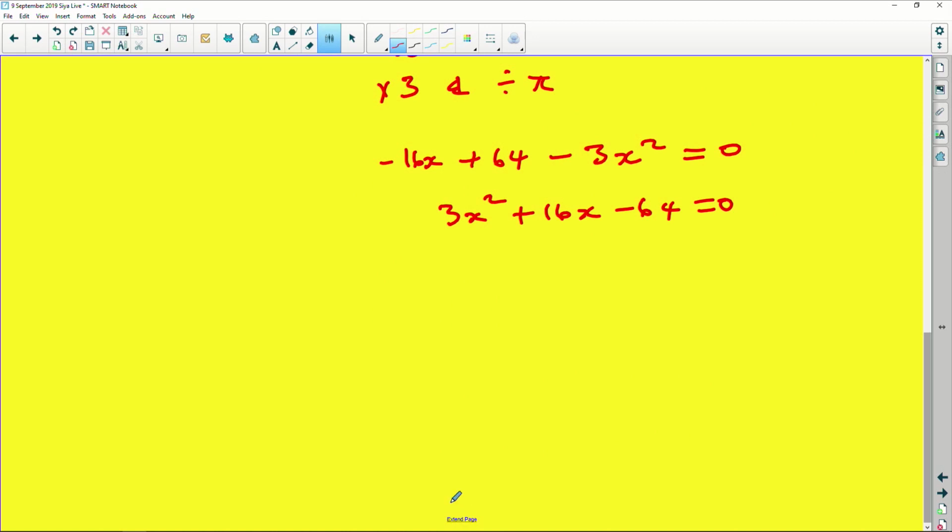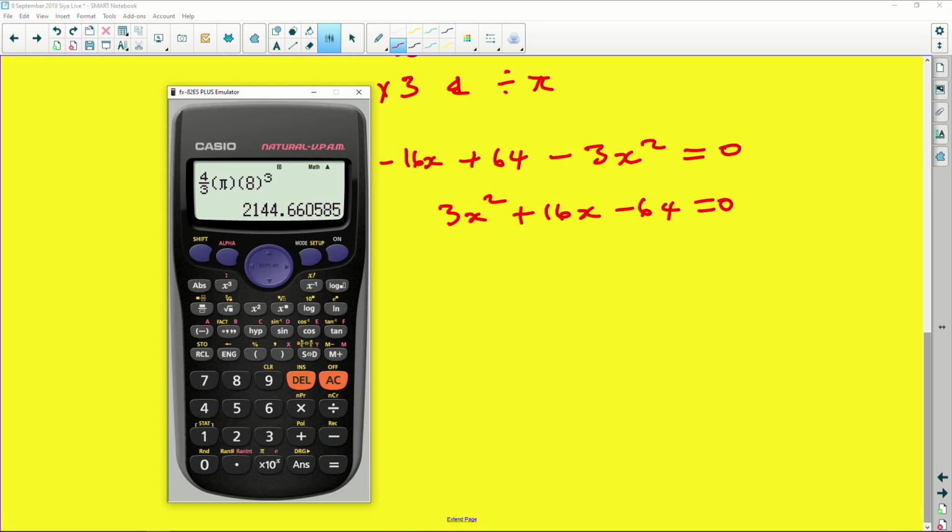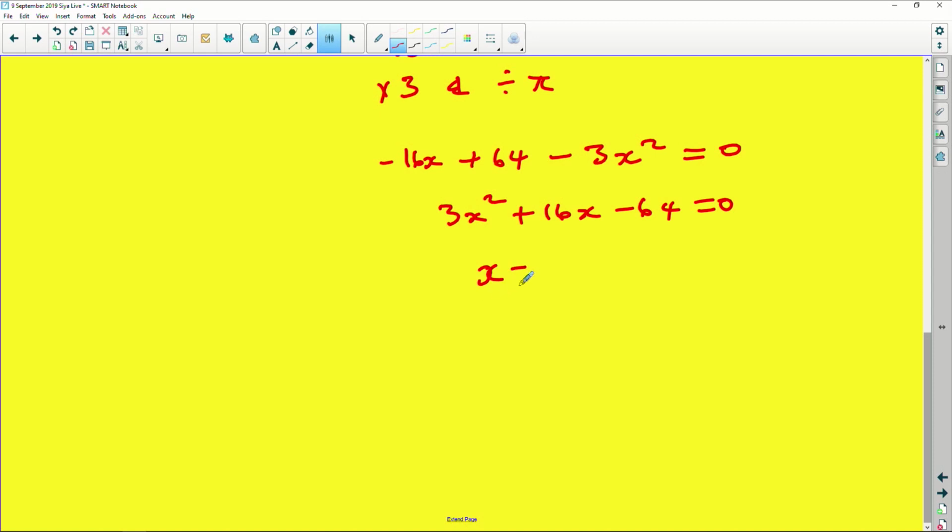And then lastly, I need to factorize this. To factorize this, I will just use a calculator quickly and say this is supposed to be 16 squared minus 4 into 3 into minus 64, and this is going to give me 32. So I will then have x equals negative 16 plus 32 divided by 6, or x equals negative 16 minus 32 over 6. Now, what I just did here, guys, is I found what the x value is to maximize this volume, right?